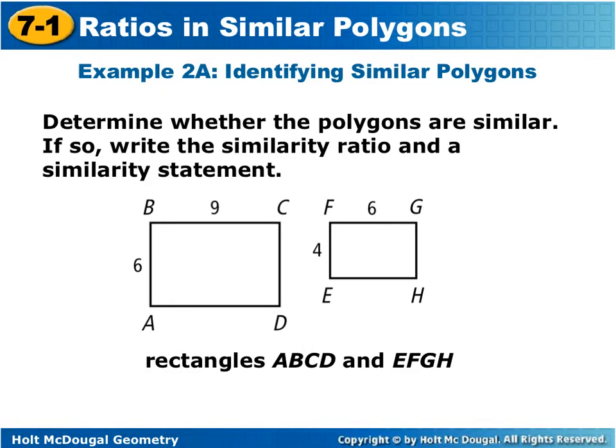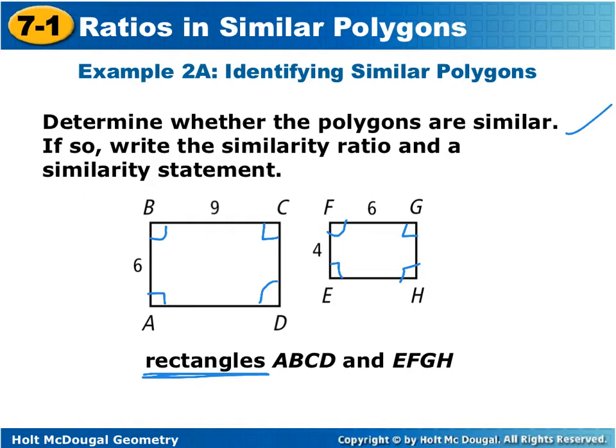Do all of the angles of A, B, C, D correspond to E, F, G, H? No. Why? Because there's 4 and there's 9 and 6. Oh, the angles. Then yes. Why do you know? They're all 90 degrees because they're both rectangles. So all of our angles are the same, and we have a check mark there.